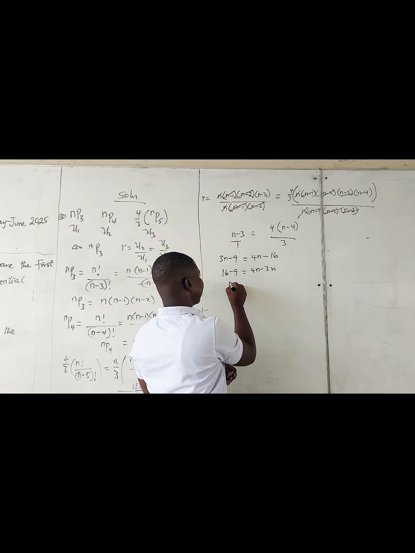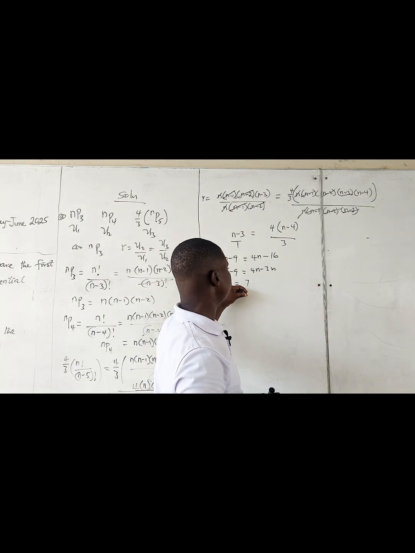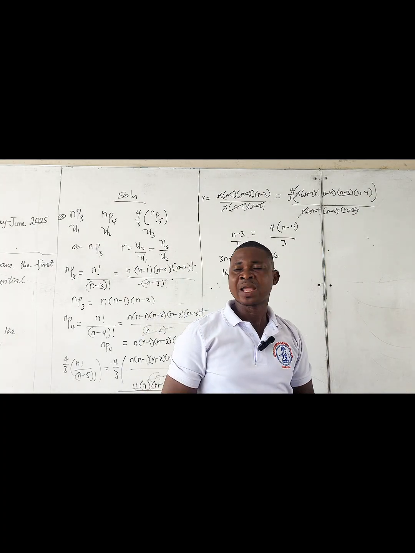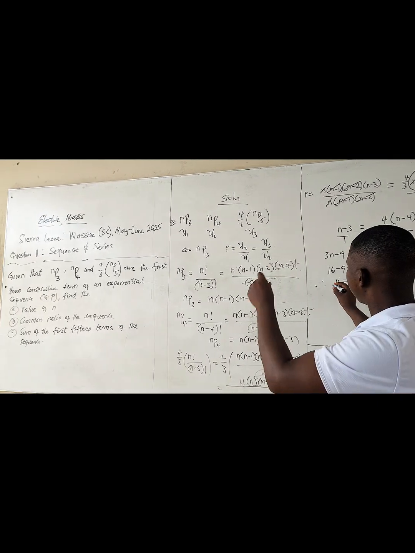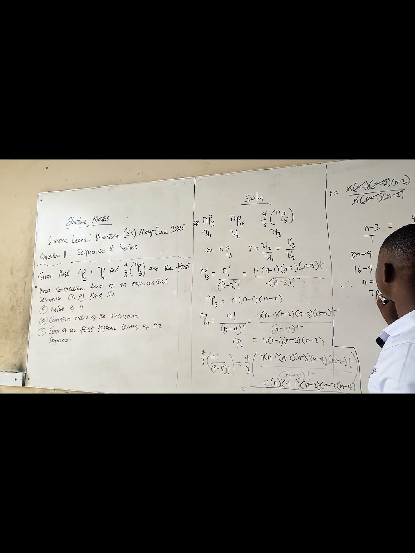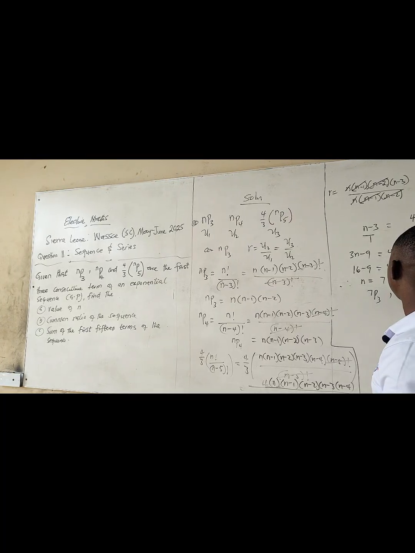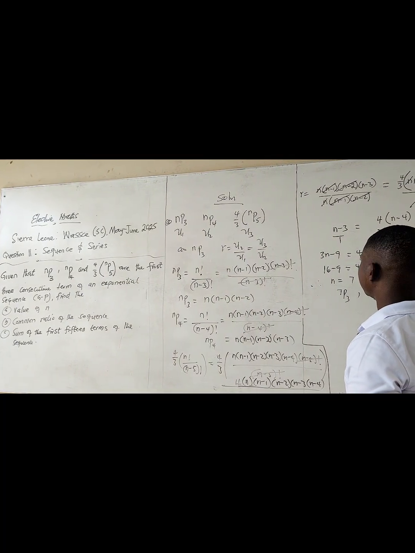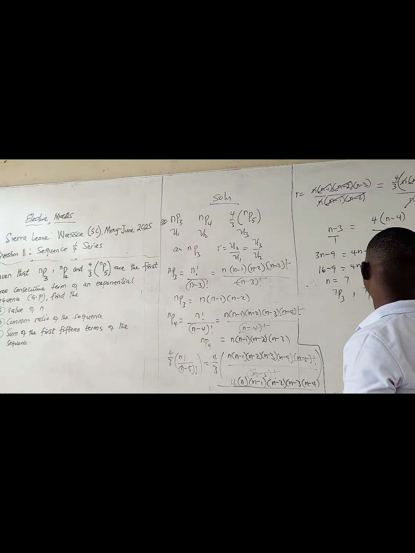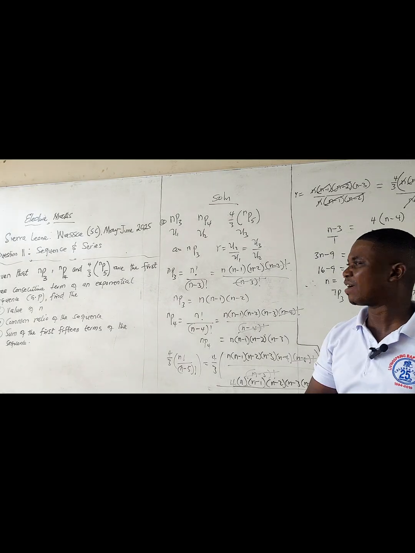So we have n is equal to 7. So therefore our n is 7. So we have our n to be 7. After getting our n to be 7, it means our first term is 7 permutation 3. Second term 7 permutation 4. And the next term is 4 over 3 into bracket 7 permutation 5. So we have our n.